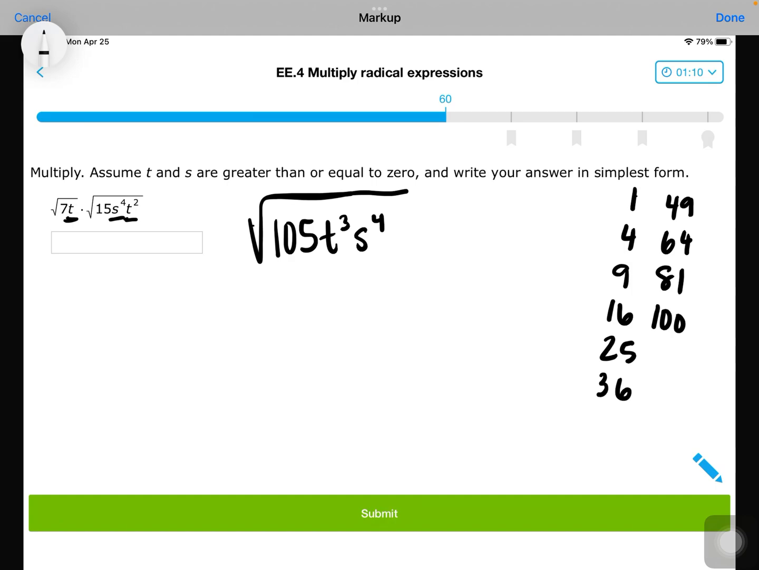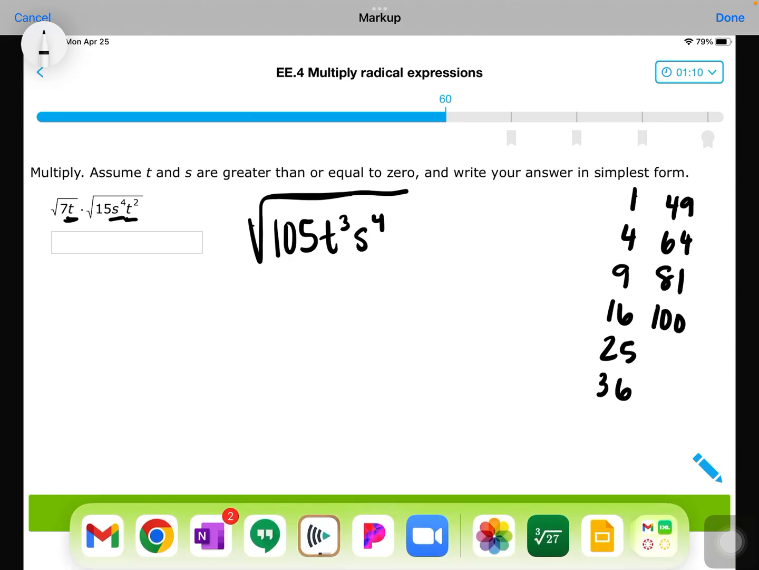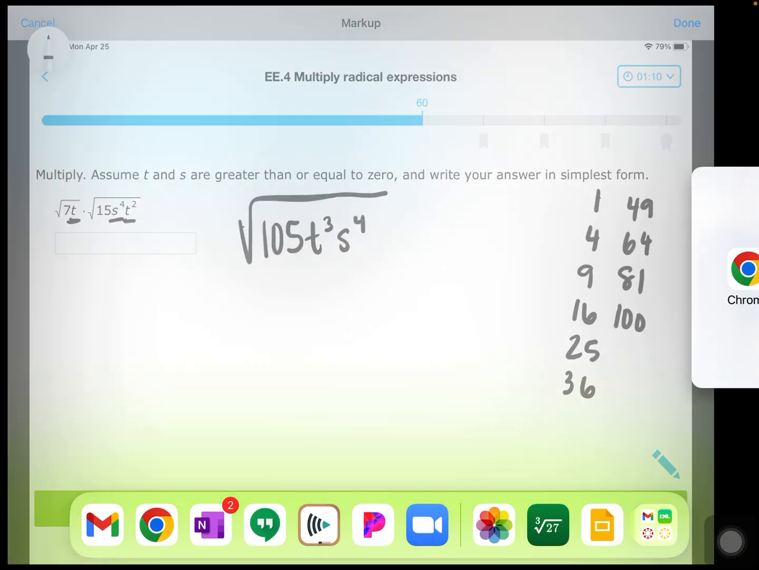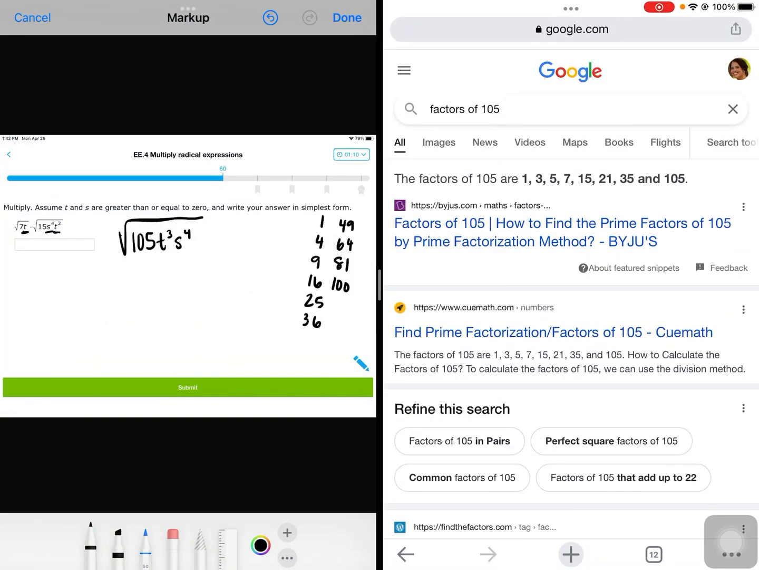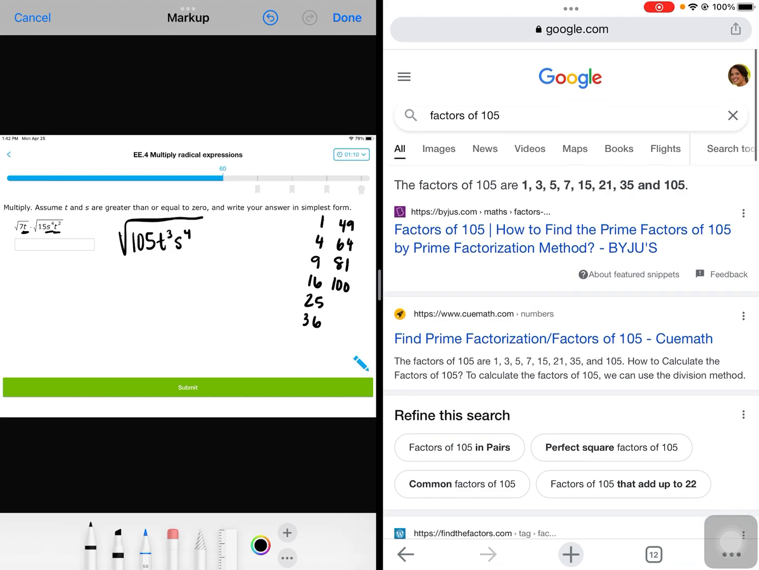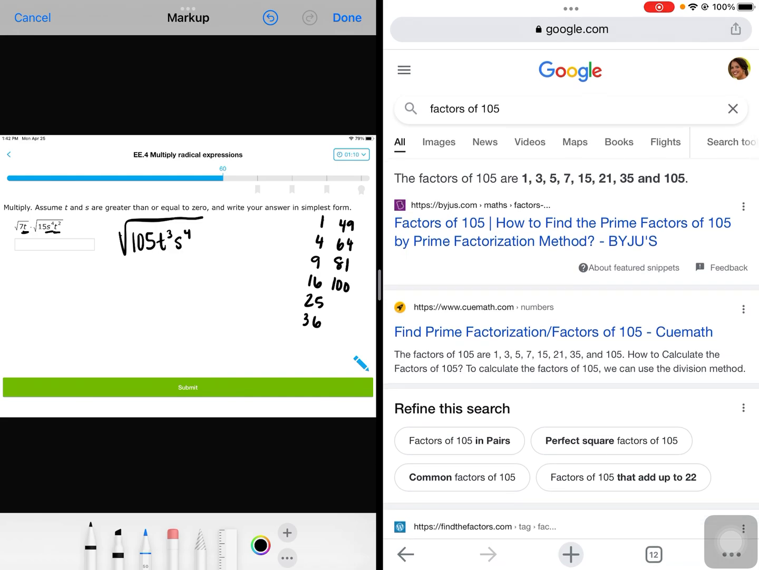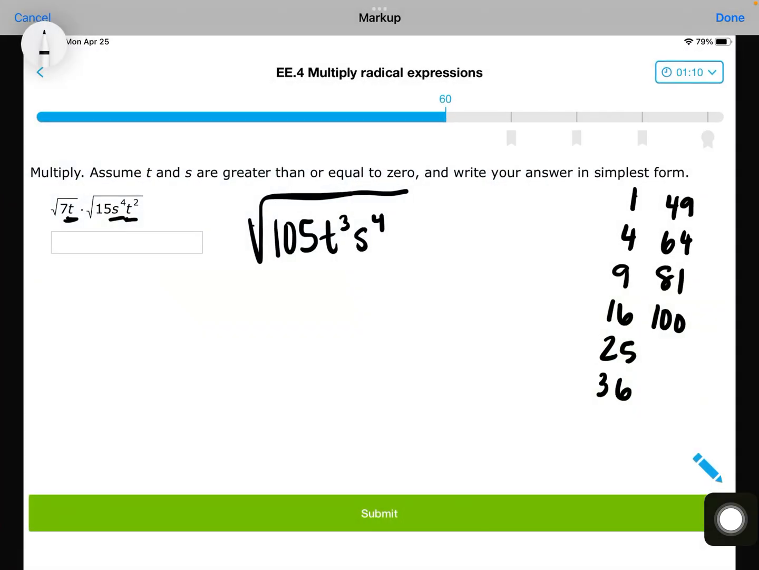Guys, a shortcut I sometimes take, I don't think I can show you because I'm currently on the markup tool. Maybe I can. Yeah, look what I do, okay? And I know you won't have this on a quiz, but sometimes when I'm doing things for speed and I want to make sure I'm not missing something, I just Google the factors of 105, and I realize that right here, none of these numbers are perfect squares. So what do I do with the 105? I leave it alone, okay? So this 105 stays there.